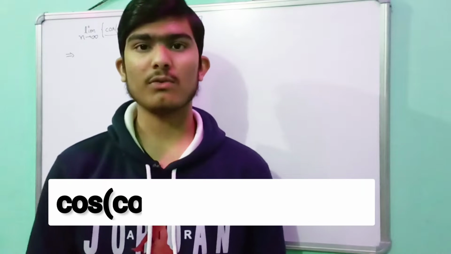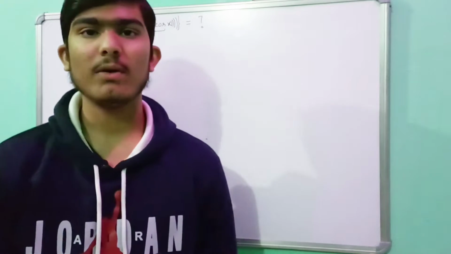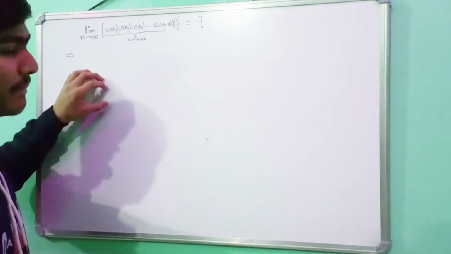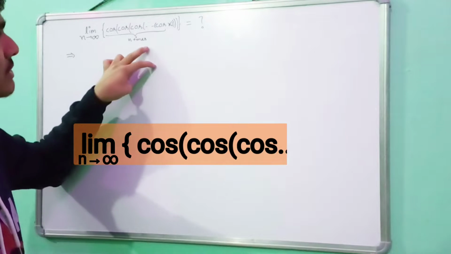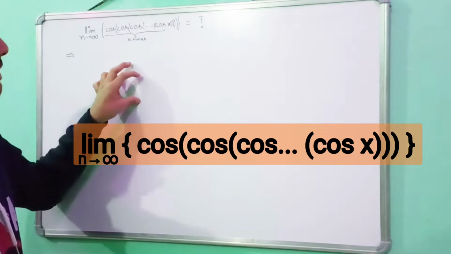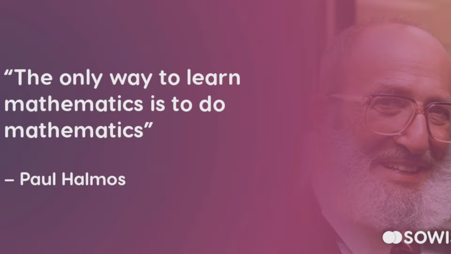What is cos, and so on, of cos x. Hello everyone, today we will solve a limit, which is the limit as n goes to infinity of cos and so on of cos x, where cos is taken n times and it goes to infinity. Firstly, I would suggest you try it yourself, because the only way to learn mathematics is to do mathematics. Okay, so let's see the solution.